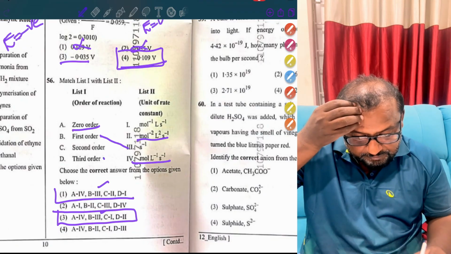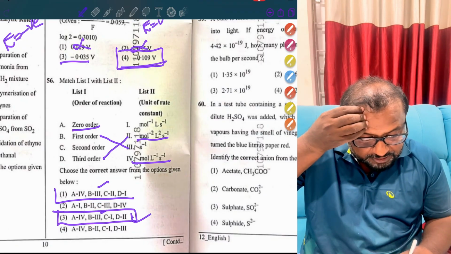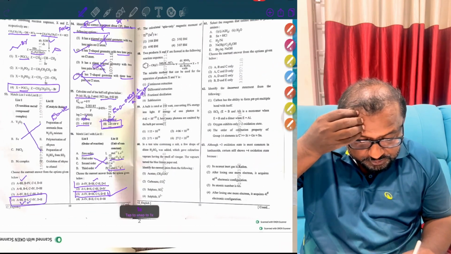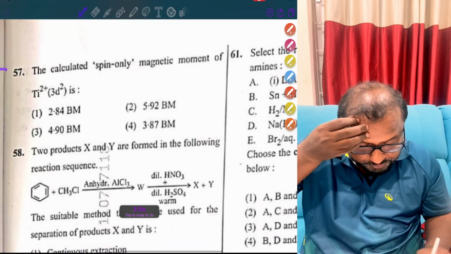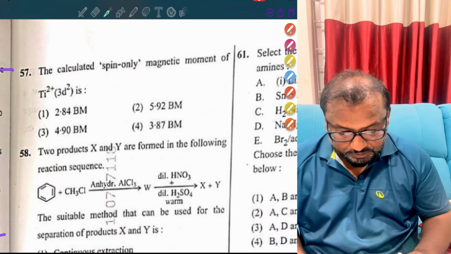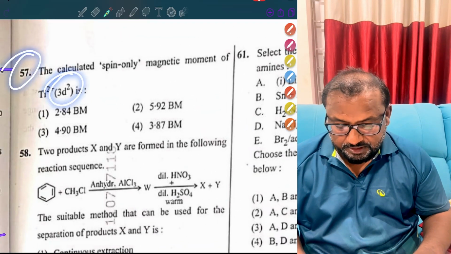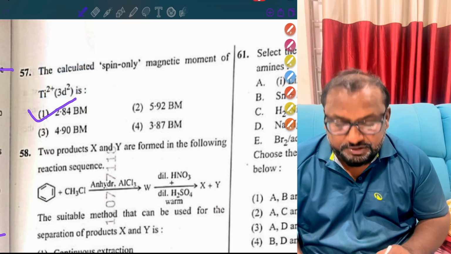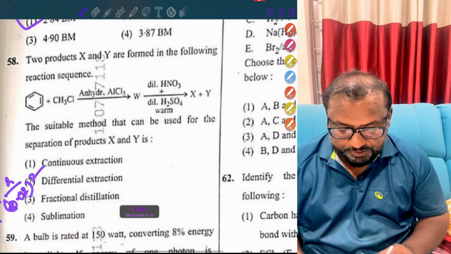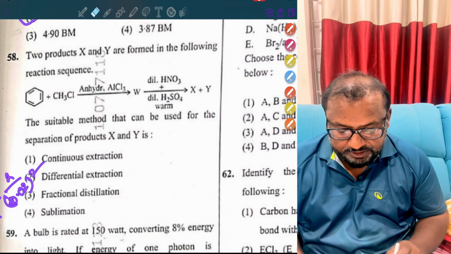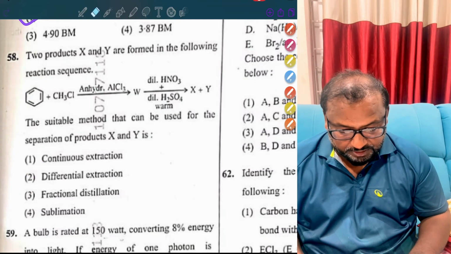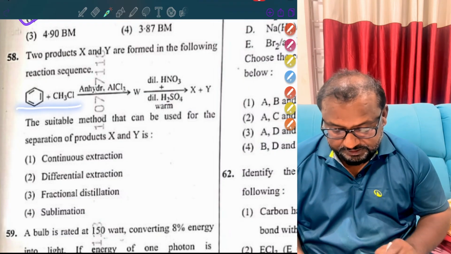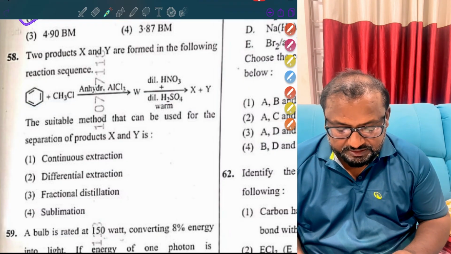We'll go for another one. Third order, in third order square comes, right? So D2. So D2 is here. Again, pretty basic question, and this is a bonus question. Anybody knows the D2 configuration, right? It should be 2.84.